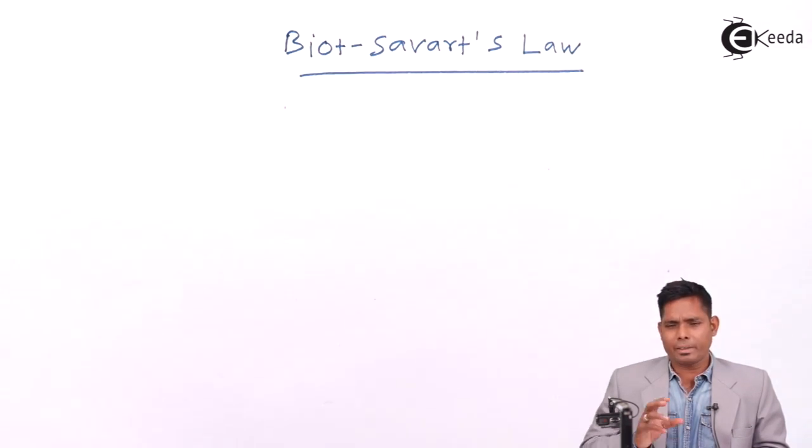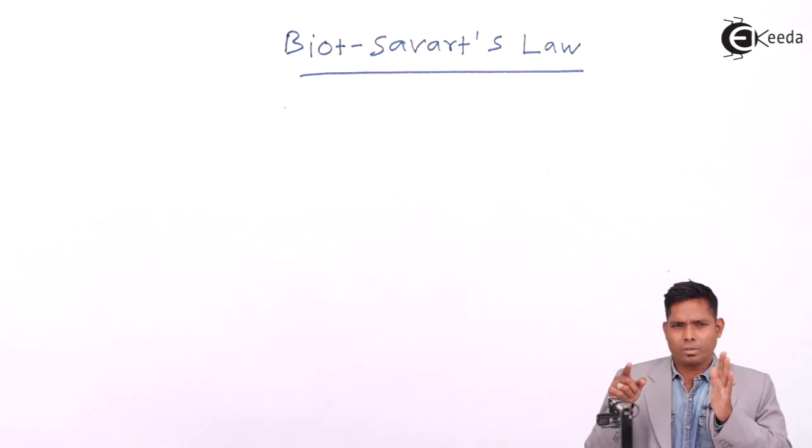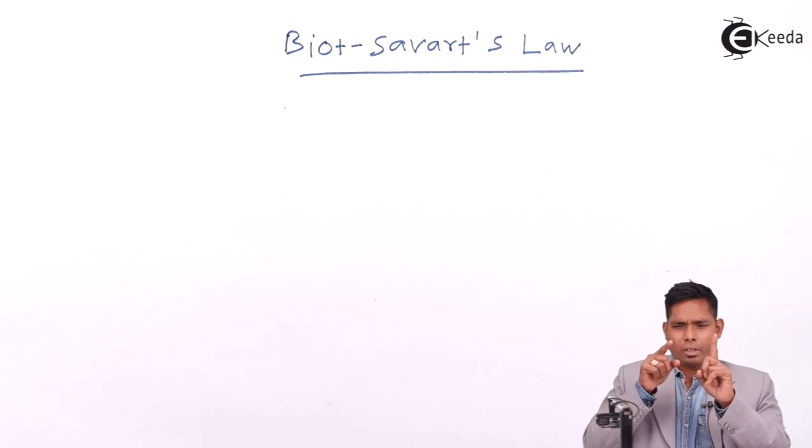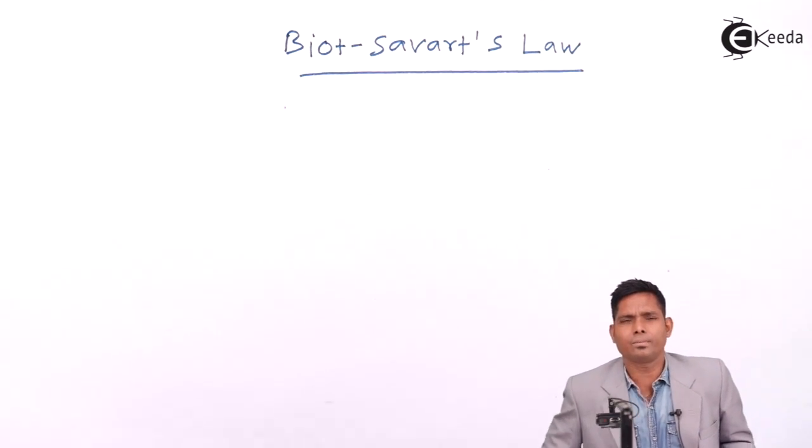So it is found that the magnetic field due to the conductor is proportional to the current flowing through it, the length of the conductor, and the angle the current element makes with the position vector. So this is a conductor. I want to find the magnetic field at a point. The position vector is from the center of the element you choose to the point where you want to find the magnetic field. This distance is your position vector r.